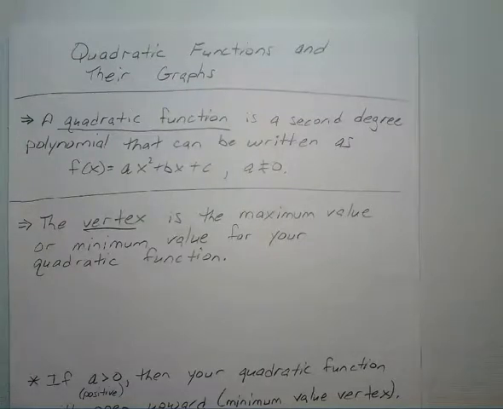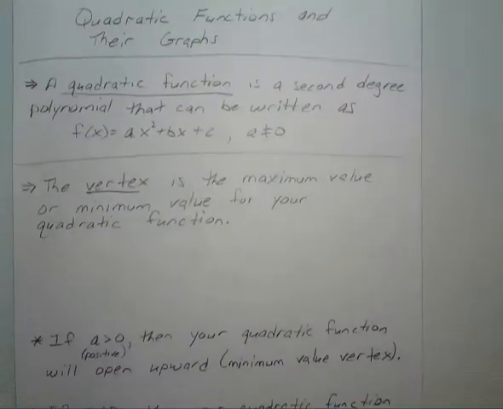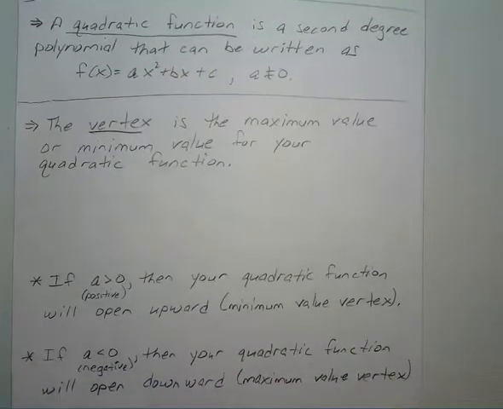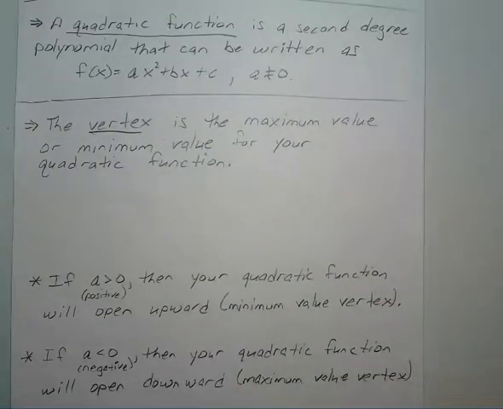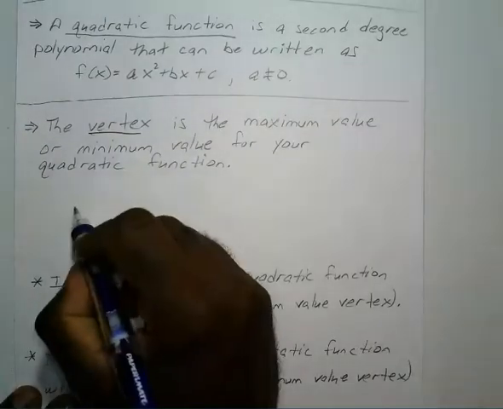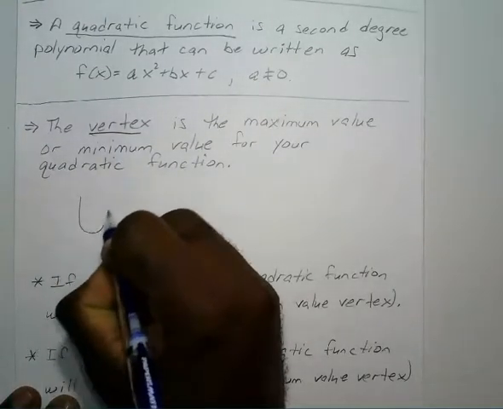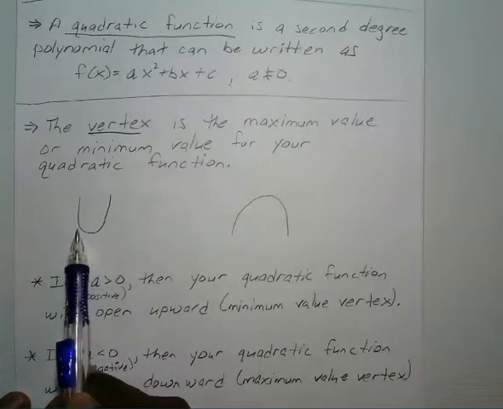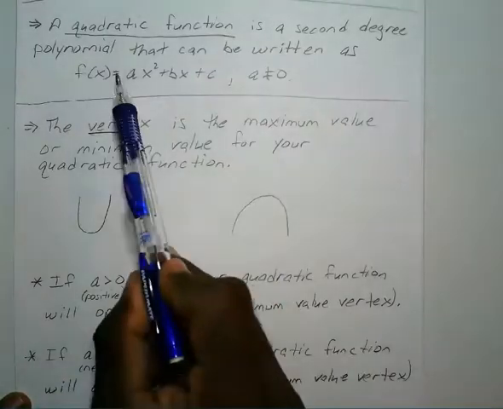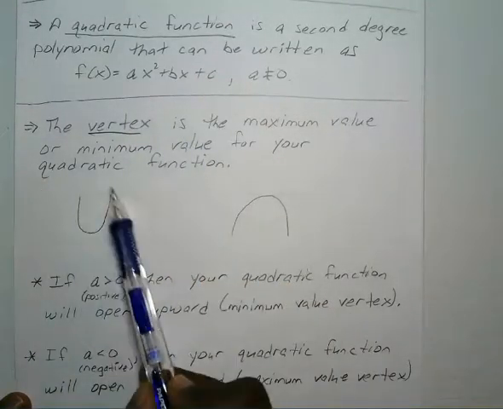Now we're going to look at the graph of a quadratic function. To do that, the first thing we're going to understand is the vertex. The vertex is either the maximum or minimum value of your quadratic function. When you graph your quadratic function, it's either going to look something like this or something like that. It may be thinner, it may be wider. It all depends on your values of a, b, and c, but it'll always look like one of those.